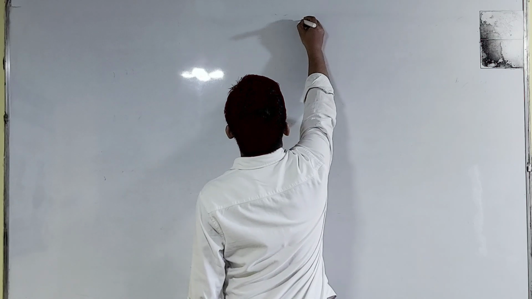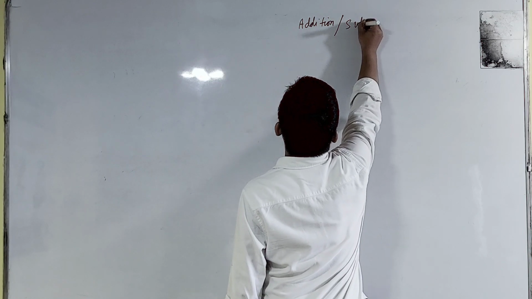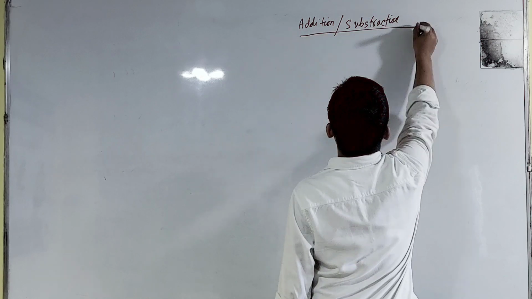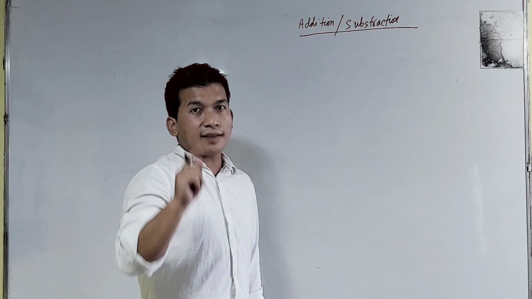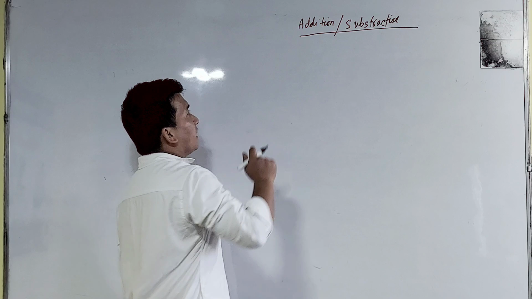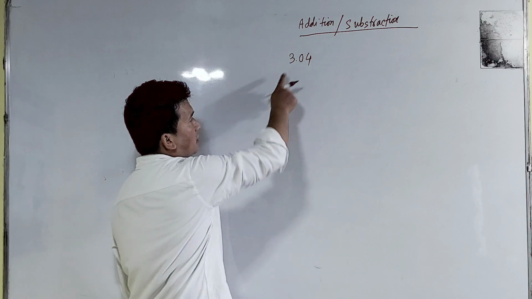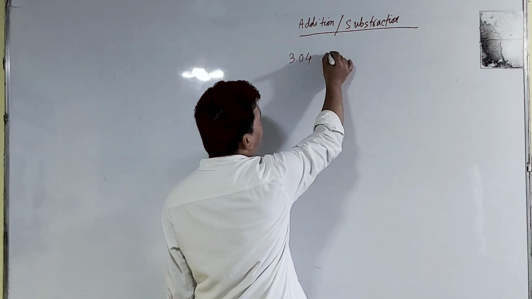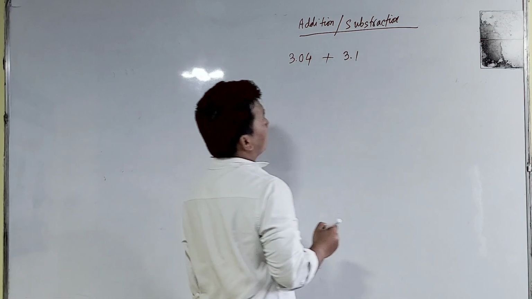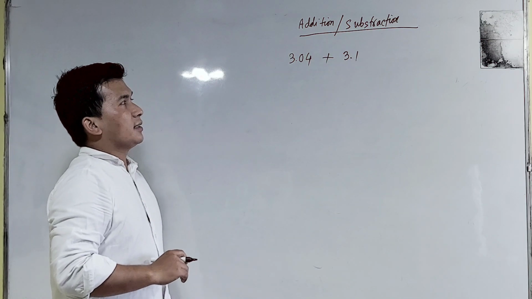Let us see the concept for addition or subtraction. For addition or for subtraction we will be requiring at least two numbers for finding out the result. Here 3.04 is the first number, and this is the second number, plus or minus, 3.1.